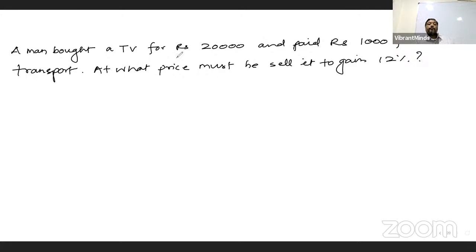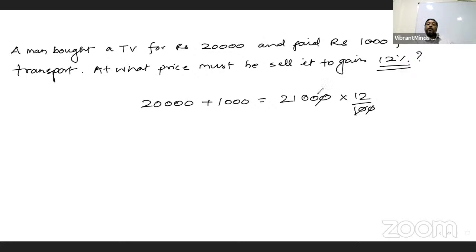Now see, 20,000 he bought the TV and paid 1,000 transport. Transportation should be added in the cost price. What is the cost price now? 20,000 plus 1,000, and that is 21,000. He has to make a profit of 12%. So let's find what is the 12% of it.